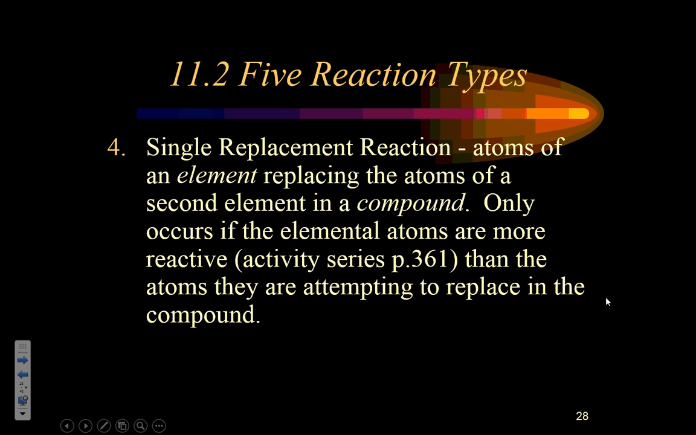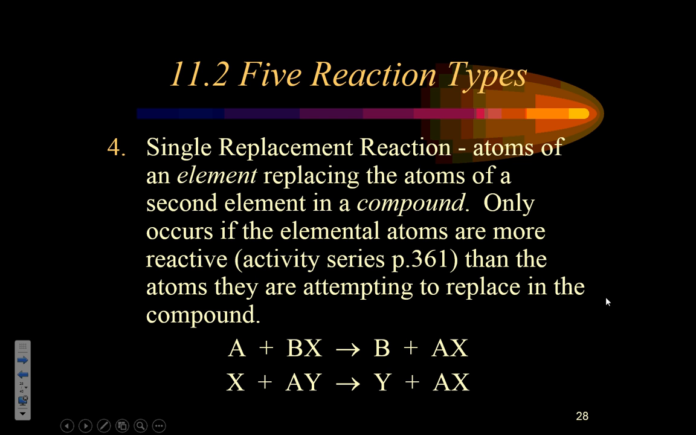So if it is more reactive, higher on our activity series list, than the atoms that it's attempting to replace, then the reaction occurs. So we really need to look deeper at this. We don't just say, like with the others, this is automatically going to happen. Because when we give a certain element with a certain compound, it might be a no reaction. Nothing might occur. We have to look at the activity series to see if something occurs.